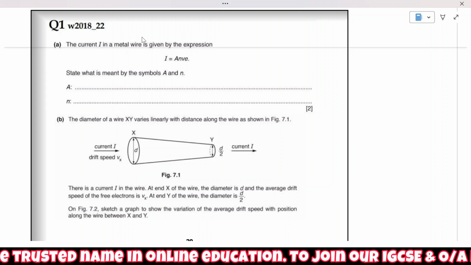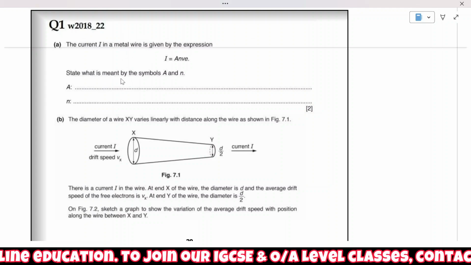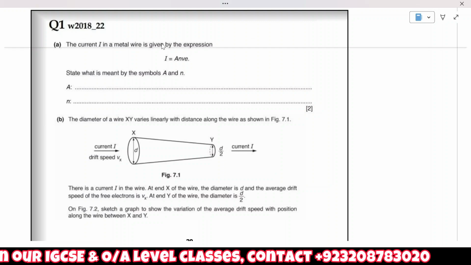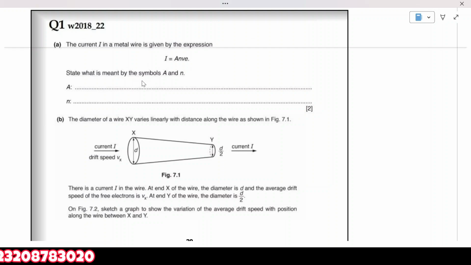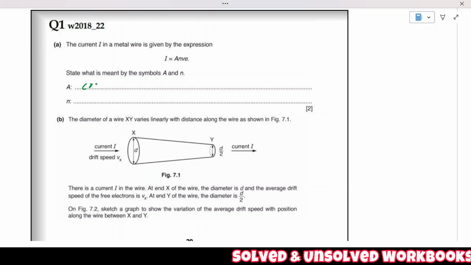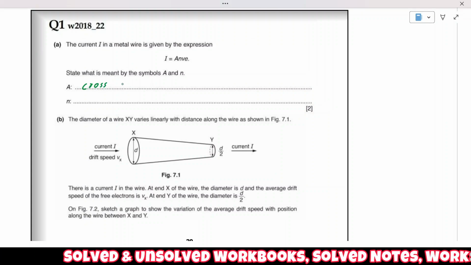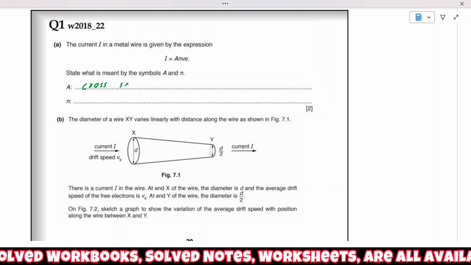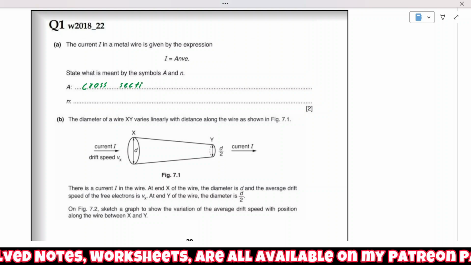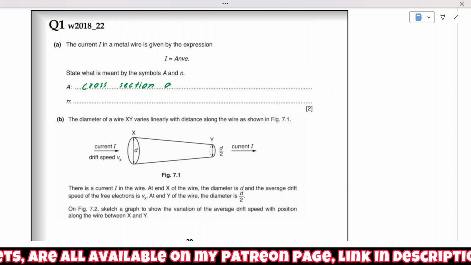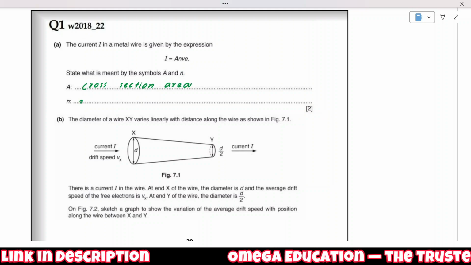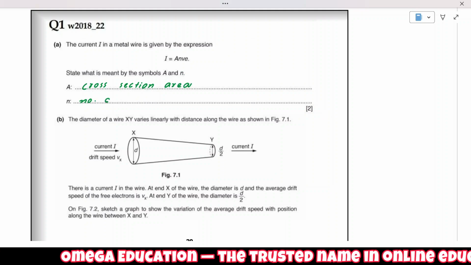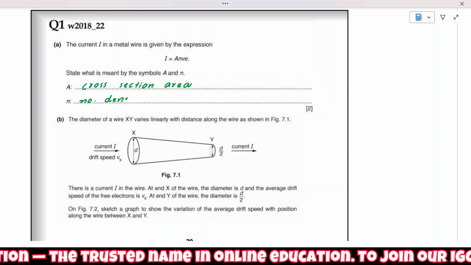Okay, so we need to be very careful with these ones. This is small n and capital N. They represent different quantities. But for A, this is going to be cross-sectional area, and n represents number density of charge carriers.